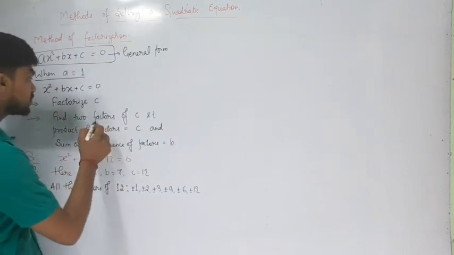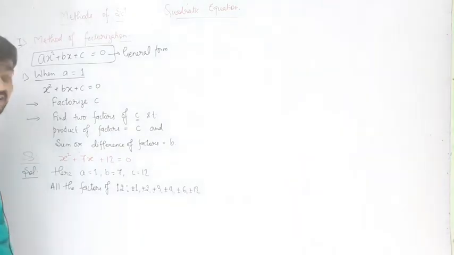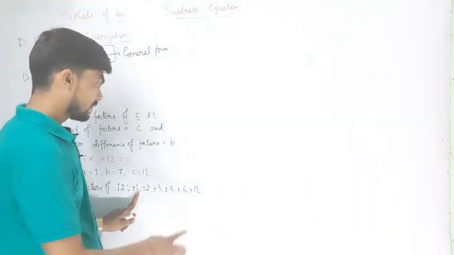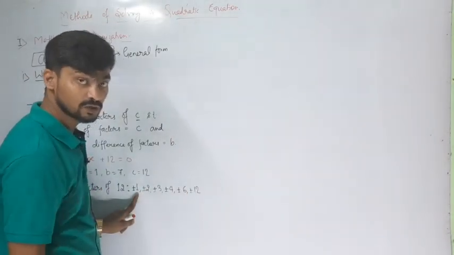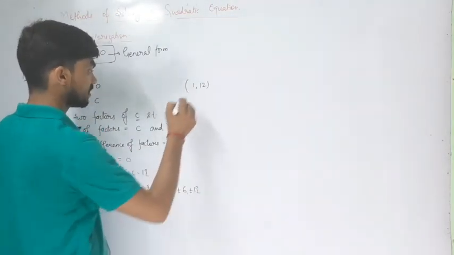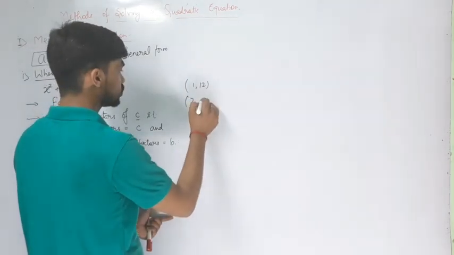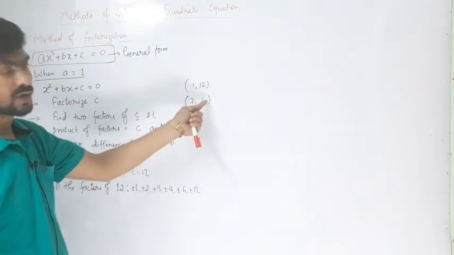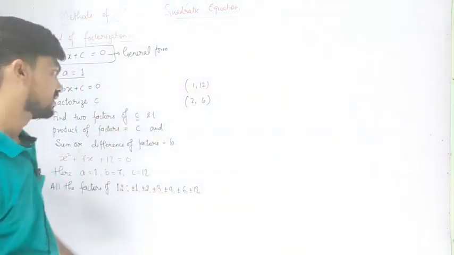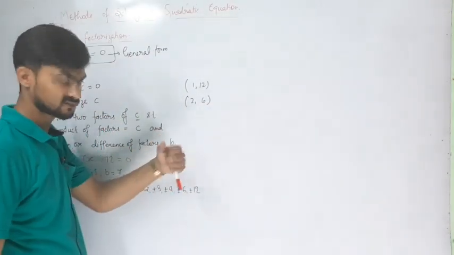We have to find the two factors of the constant such that the product of factors is c. Now, if we take 1 and 12, obviously the product is 12, but sum will be 13, difference will be 11. So 1 and 12 cannot be considered. Second, 2 and 6 we can take. So 2 and 6 definitely will give the product as 12, but their sum or difference will not give us 7 because we want 7. 6 and 2 when added will give 8, when subtracted will give 4 or minus 4.